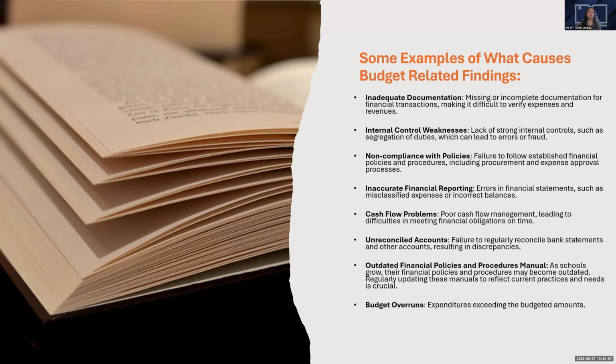And another point is outdated financial policies and procedure manuals. As schools grow, their financial policies and procedures may become outdated. So regularly updating these manuals to reflect current practices and needs is crucial. And last but not the least, budget overruns, expenditures exceeding the budgeted amounts. This is where we see a lot of budget-related findings for the charter schools that we authorize.